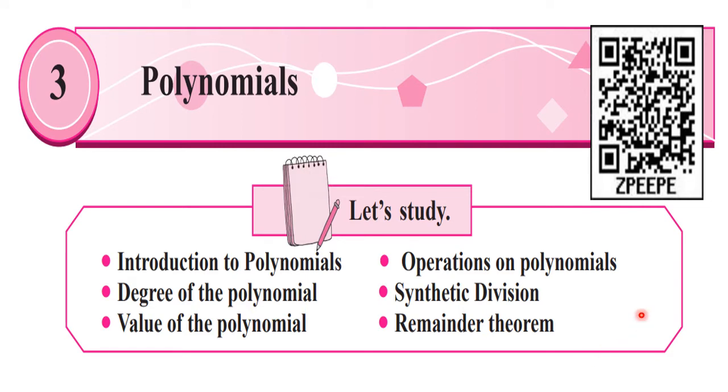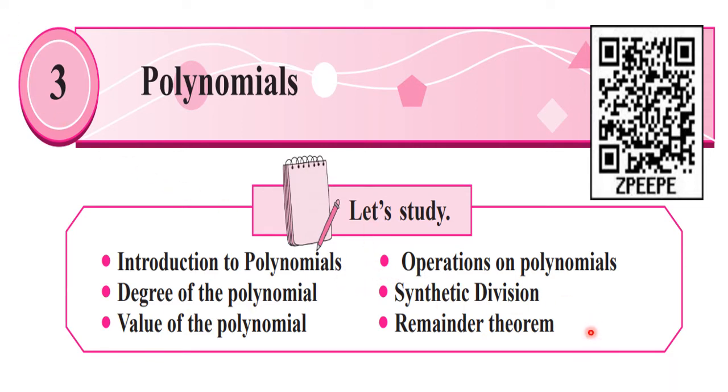All of you, please be ready with your textbook, notebook, pen and pencil so that you can do the needful during this video. So in this chapter up till now we have studied polynomials, types of polynomials, and what is the degree of a polynomial, and then we have started with operations on polynomials. In that we are going to study addition of polynomials, subtraction of polynomials, their multiplication and their division.